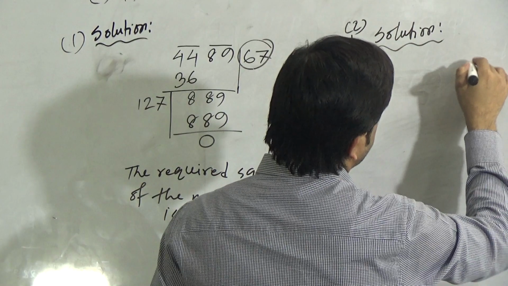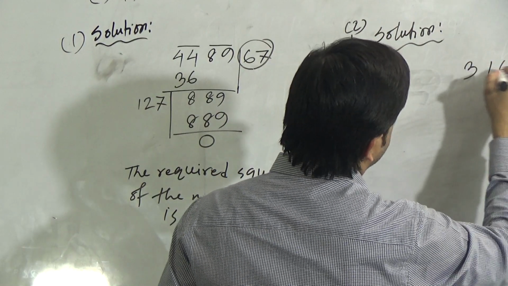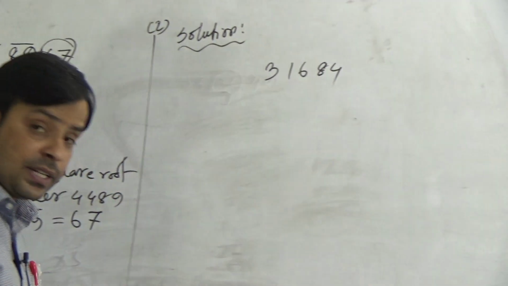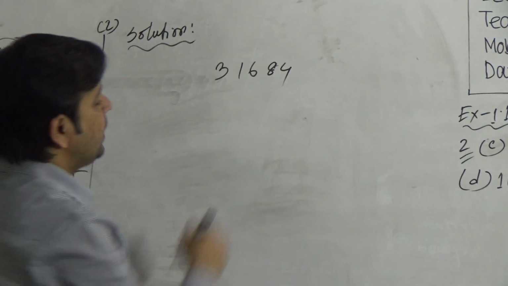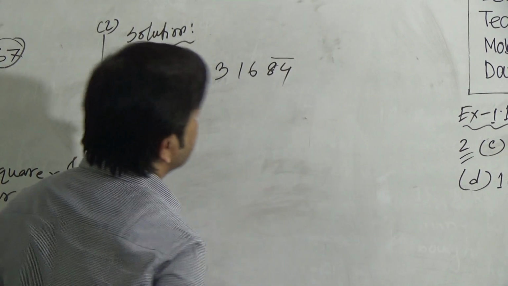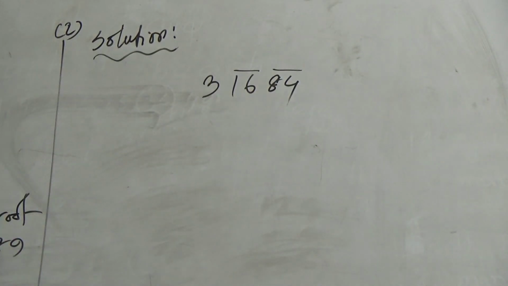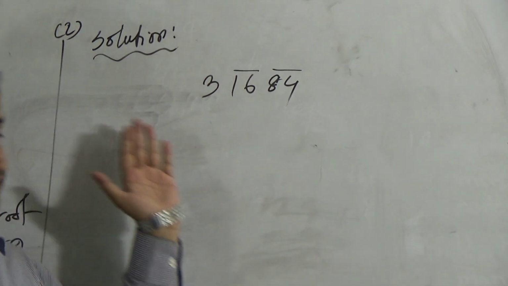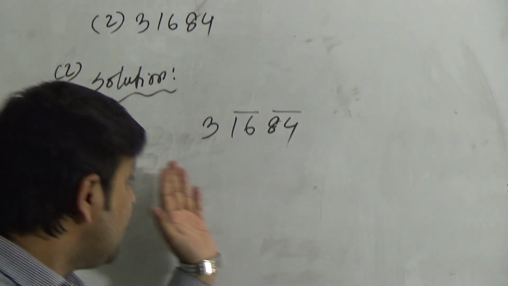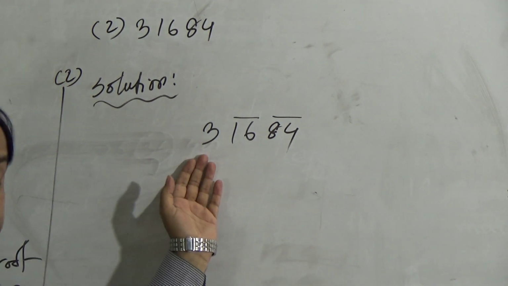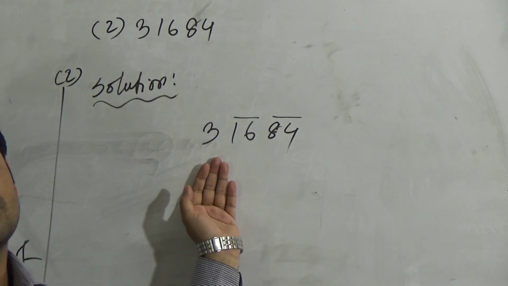The given number is 31684. So what is the first rule? The first rule is we have to take the pair of digits. Here is a pair of digits, here is a pair of digits. But now 3 is without a pair. So as 3 is without a pair, you need to remember that at first you have to take the square number nearest to 3.